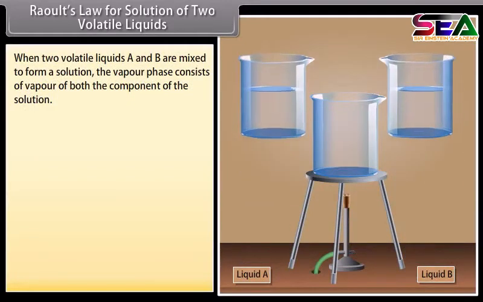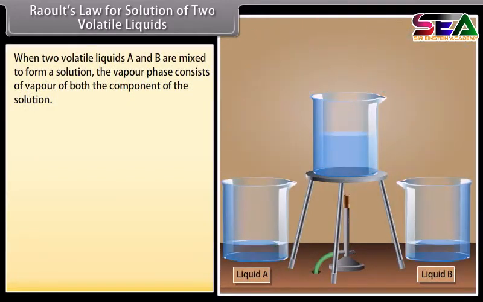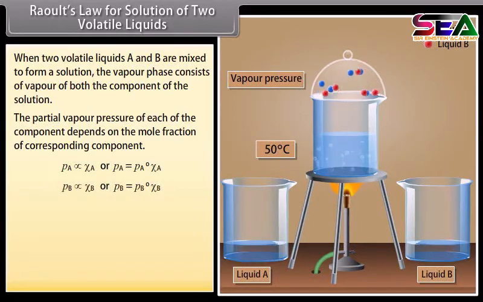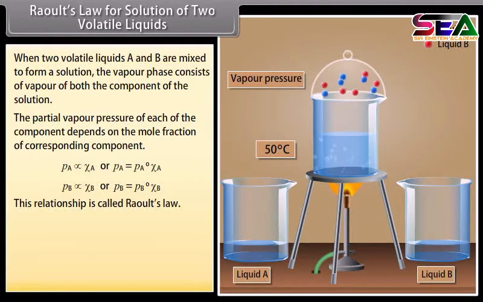Raoult's law for solution of two volatile liquids. When two volatile liquids A and B are mixed to form a solution, the vapor phase consists of vapor of both the components of the solution. The partial vapor pressure of each of the component depends on the mole fraction of corresponding component. PA is equal to PA naught into XA, and PB is equal to PB naught into XB. This relationship is called Raoult's law.